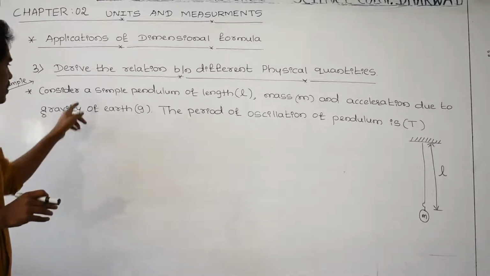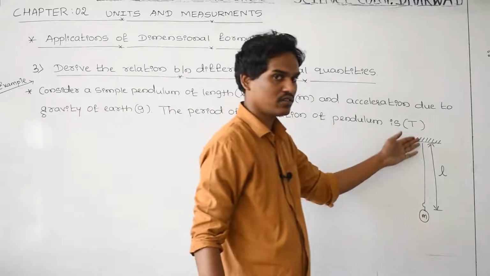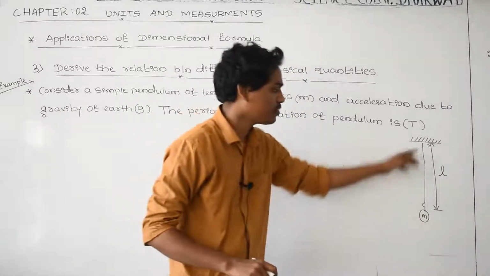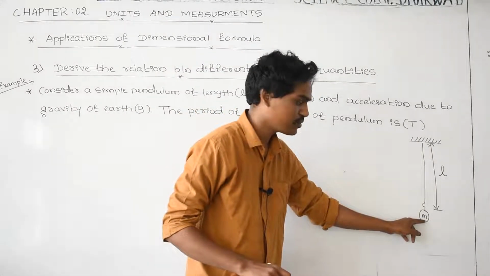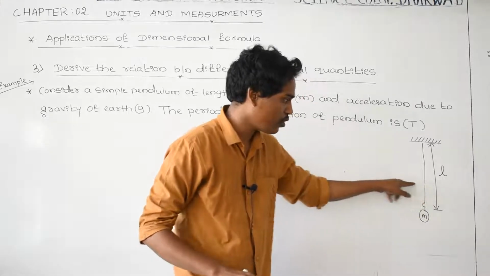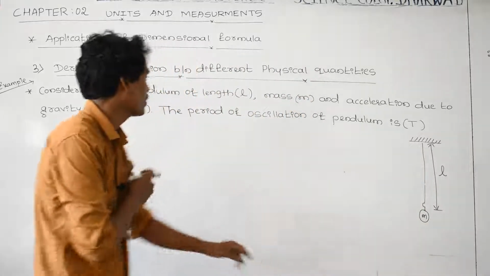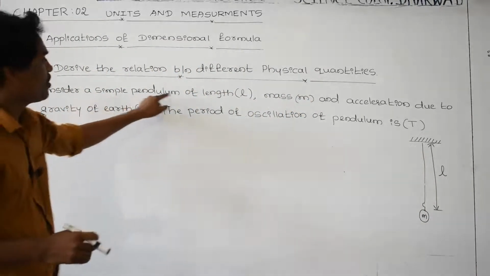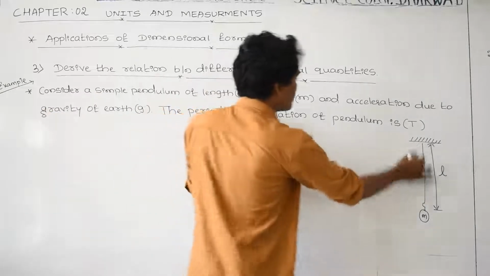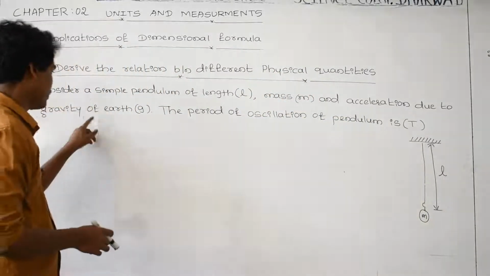For example, consider a pendulum. This is the pendulum, as you know very well. Length of the pendulum is L, and mass of the object is m. And if you release the body here, it accelerates in the downward direction, that is small g. Consider a simple pendulum of length L. Thread length is L, object mass is m, and acceleration due to gravity is g.